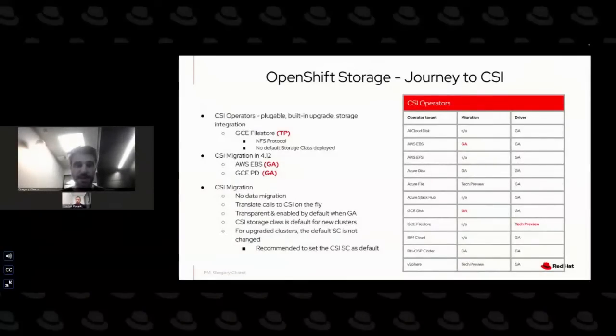And next update is around CSI migration. In 4.11, we announced GA for Azure Disk and OpenStack Cinder. In 4.12, we are adding AWS EBS and GCE Disk to the list of fully supported CSI migrations. As a reminder, CSI migration works as an on-the-fly in-memory translation layer. It doesn't involve any data migration nor any manual intervention from admins or users. It is transparent and enabled by default in GA. Next slide, please.